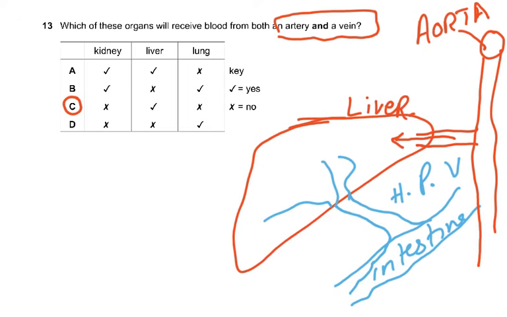So it says which of these organs will receive blood both from an artery and a vein. You see, all organs of the body receive blood from the artery, but the vein takes away blood from that organ. So this just tests whether you understand the English of this question or not. It's not testing biology, more testing how good your English is.